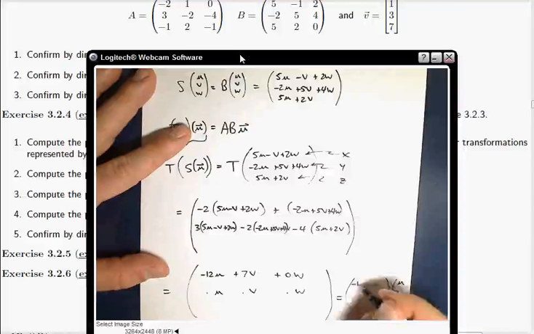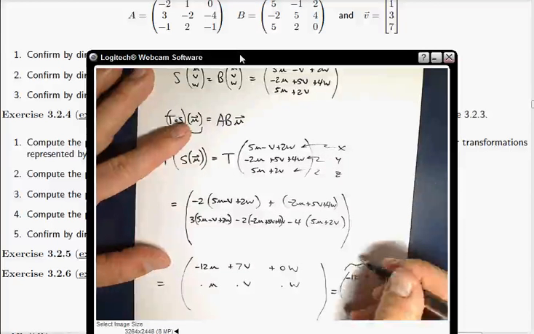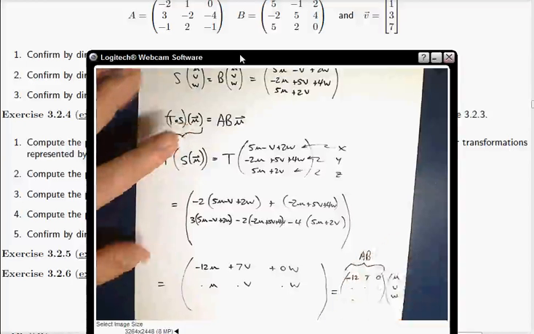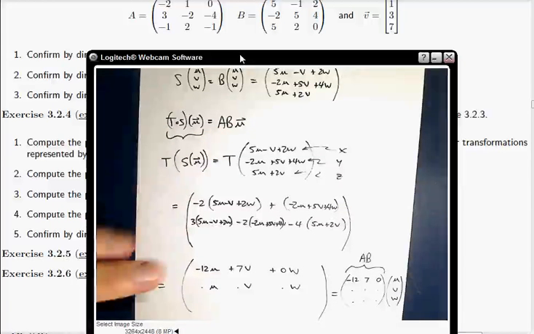And we've got a negative 12, and a 7, and a 0, and there's going to be other stuff that you can determine yourself. And this is the matrix AB. There, that's that. Okay. So a lot of tedium, right? I'll let you work out the details.